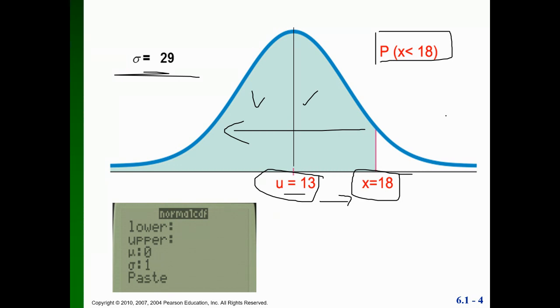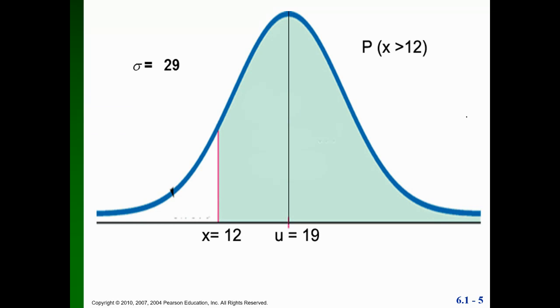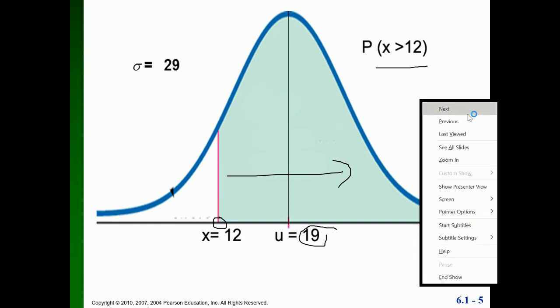You need to draw the curve. If you're not drawing the curve, I don't know how you're going to do these problems. All right, so that was the area to the left. This is the area to the right. Once again, if I know my mean is 19 and I'm looking for the probability of x being bigger than 12, 12 is to the left of 19. This whole area here, I know it's going to be bigger than 0.5. It's bigger than half the curve. That would stop me from making a real careless error.